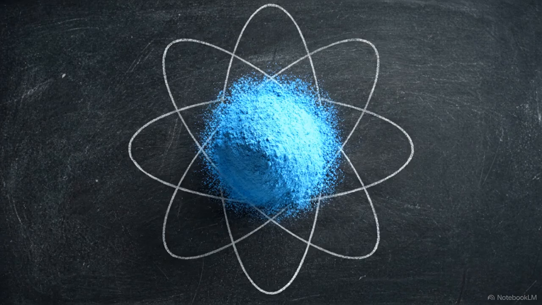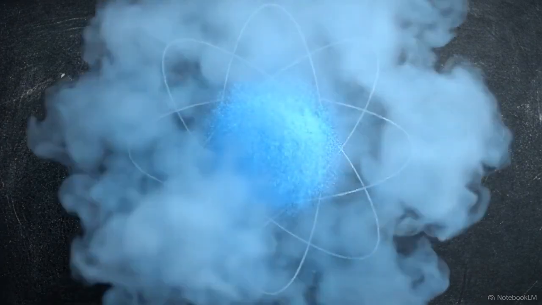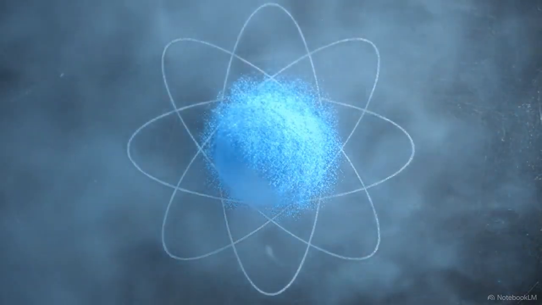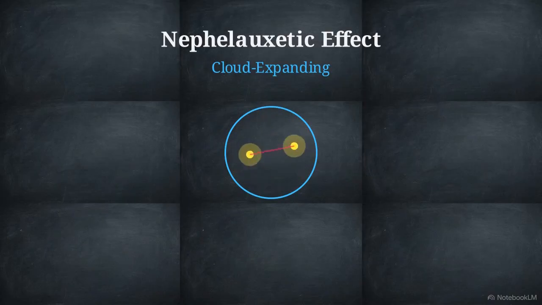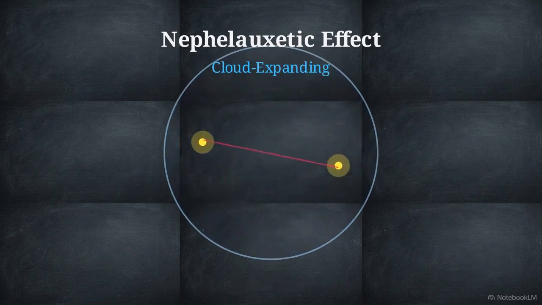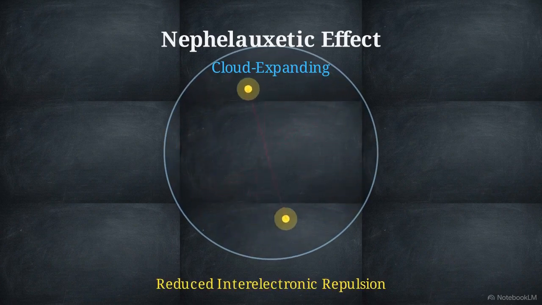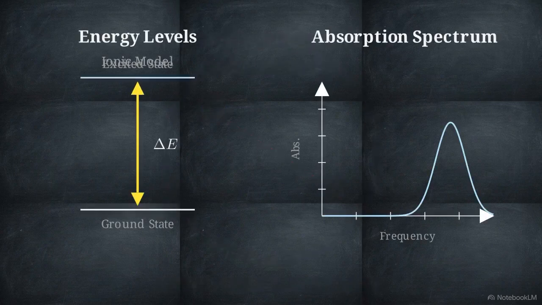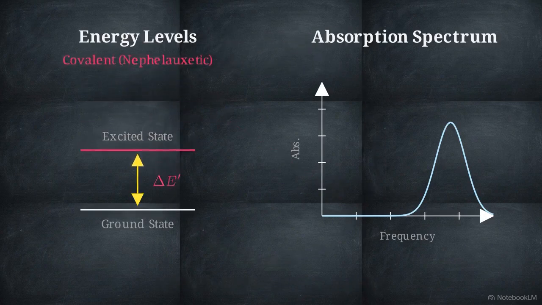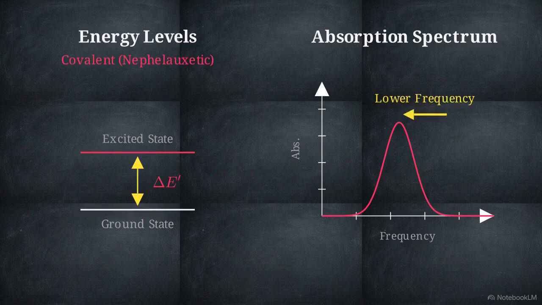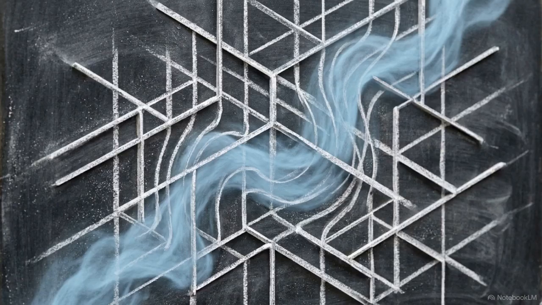When electrons are shared across a covalent bond, the localized electron cloud expands outward, diffusing its density over a wider physical area. This expansion is known as the nephelauxetic effect. Because the electrons are spread over a larger space, the forces of interelectronic repulsion are significantly reduced. With weaker repulsion forces pushing the electrons apart, the transitions require less total energy. This shifts the real-world absorption peaks to slightly lower frequencies than a purely ionic model calculates.